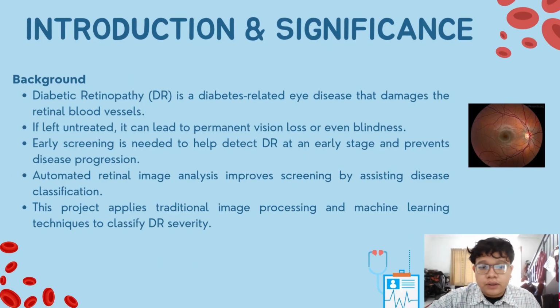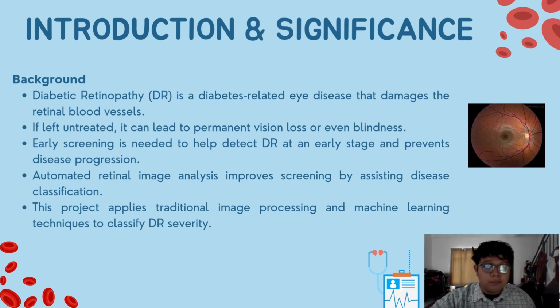So what is DR? DR is diabetic retinopathy. It is a diabetes-related eye disease that damages the retinal blood vessels. If left untreated, it can lead to permanent vision loss or even blindness. Early screening is really needed to help detect DR at early stages to prevent disease progression. Automated retinal image analysis improves screening by assisting disease classification. This project applies traditional image processing and machine learning techniques to classify DR severity.